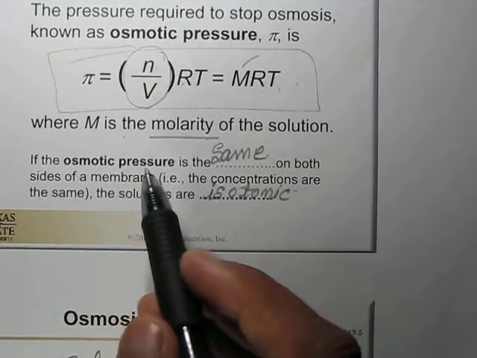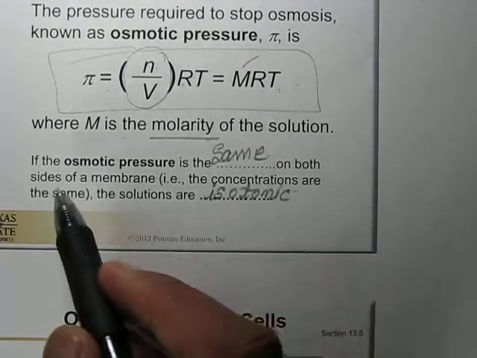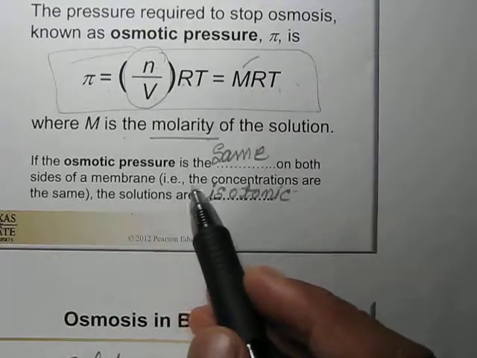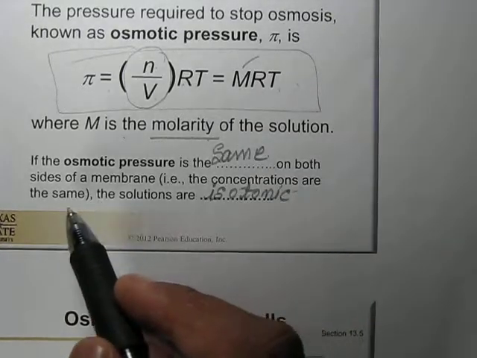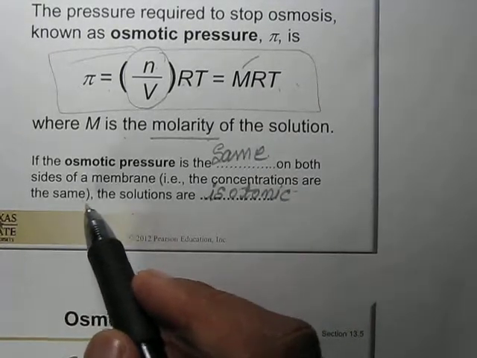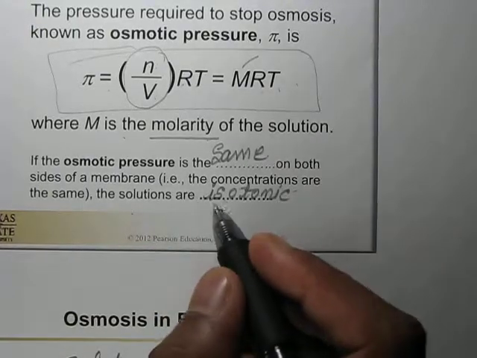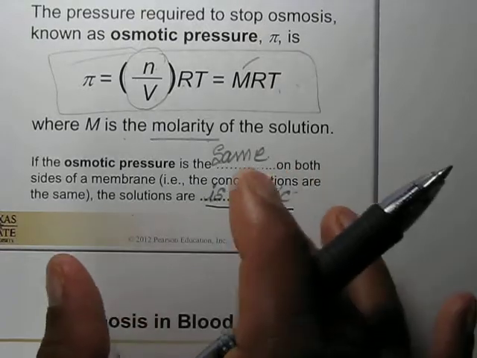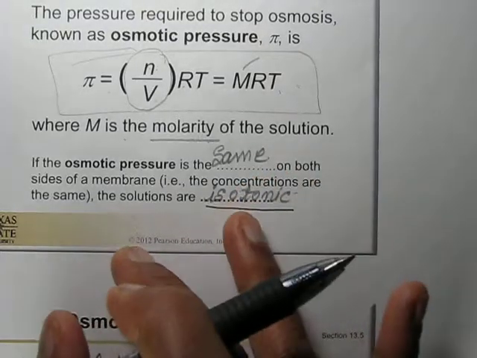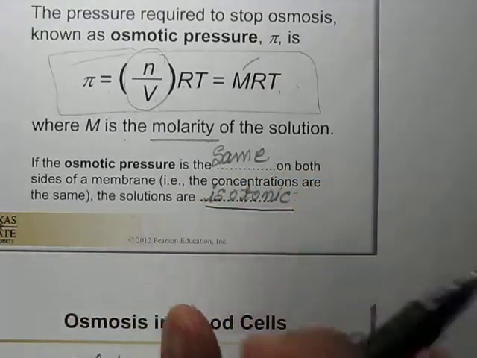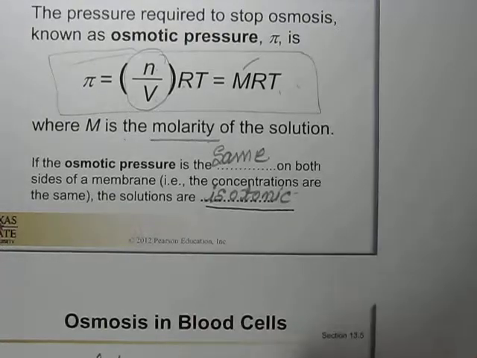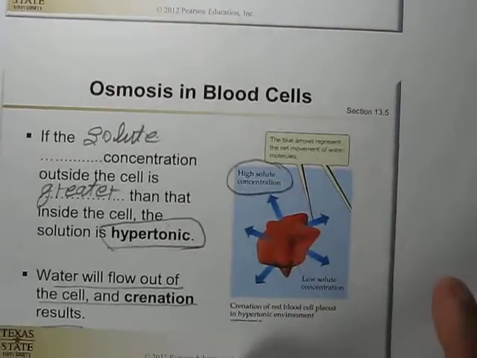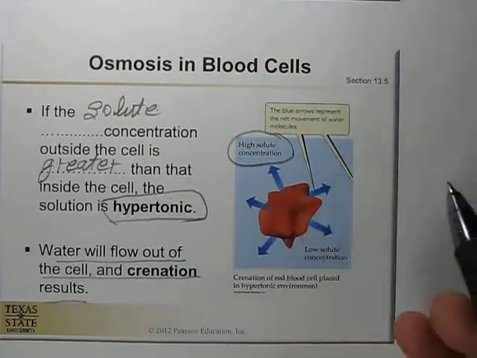If the osmotic pressure is the same on both sides of the membrane, that is, the concentrations are the same, it means the solution is isotonic. Isotonic means the solutions on the two sides have the same concentration. That is called isotonic. Let's see some examples: osmosis in blood cells.